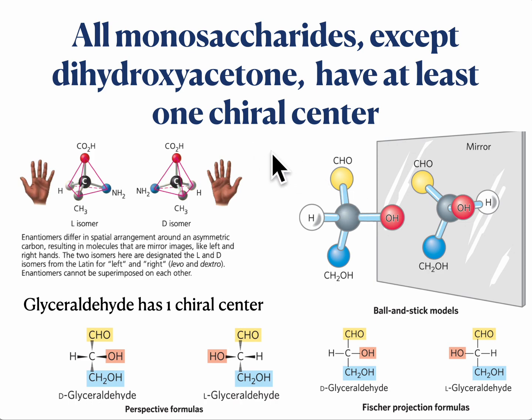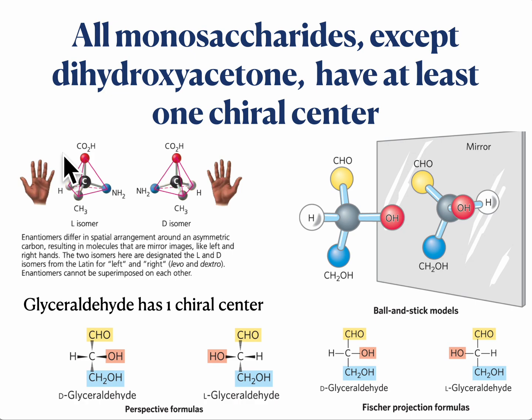And then we call this pair enantiomers. They are the same compound, but they are different isomers of each other. So we can have the L isomer, which comes from levo in Latin, and that means left. And the D isomer, which comes from dextro in Latin, and that means right.